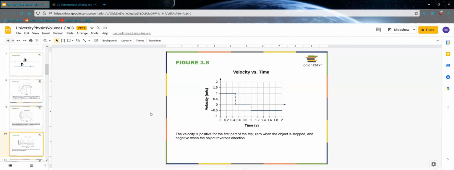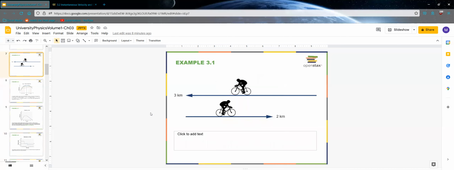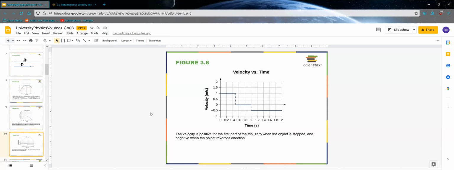What's happening here? Well, the first part of the trip, the object, whoever this graph is about, is moving, right? So a positive velocity is moving in the positive direction. The positive direction would be the lower part, for example, right? Whatever you describe as a positive direction, moving in that direction is a 1 on the scale. And then what is a 0 velocity? That's not moving. And a negative velocity is moving in the opposite direction of the positive velocity.